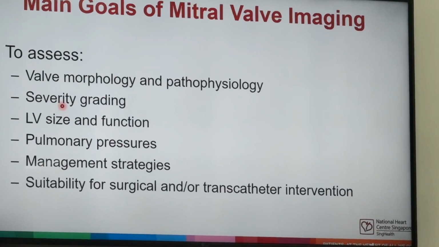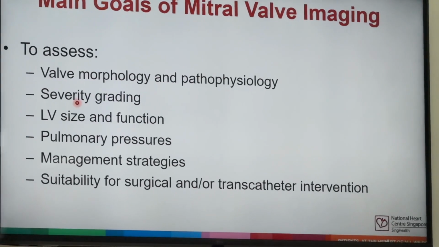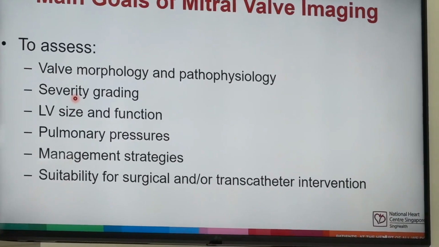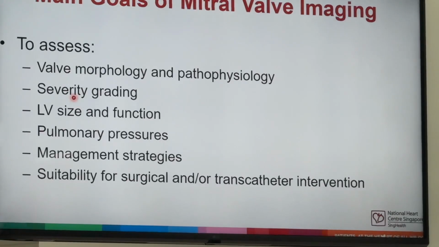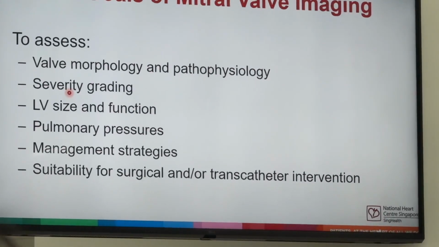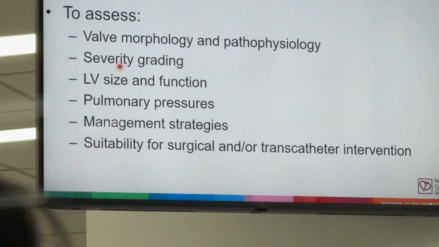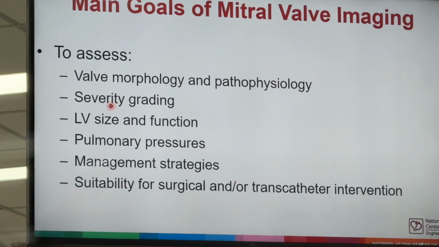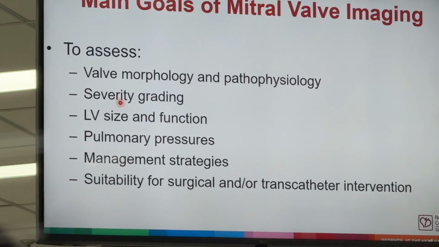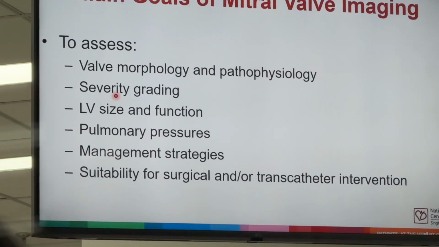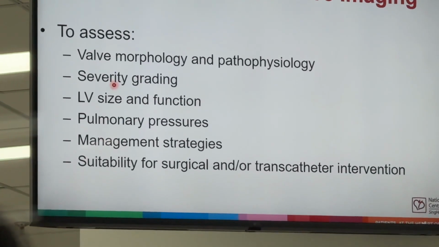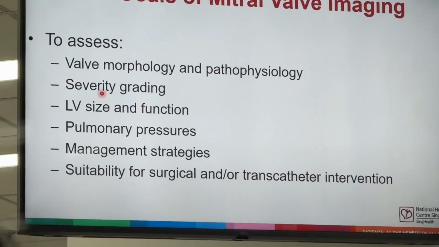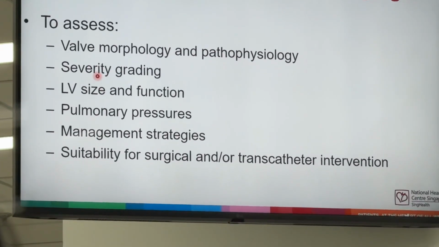So what are the goals of mitral valve imaging? And I always keep this in mind when I start my imaging for a patient, be it the transthoracic or transesophageal echocardiography. The first one is really to assess the valve morphology and the pathophysiology of the regurgitation or stenosis. The second one is focusing on severity, the grading of the severity. I'll then assess also the left ventricular size and function, and also left atrial size. Pulmonary pressures is also important to be assessed.